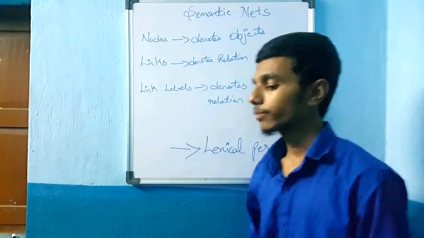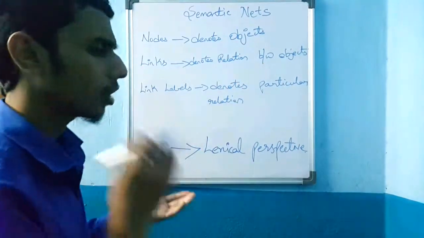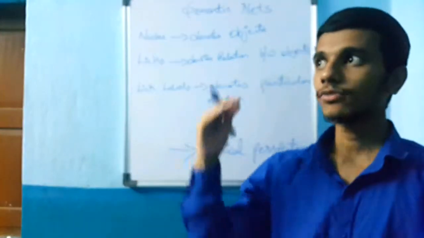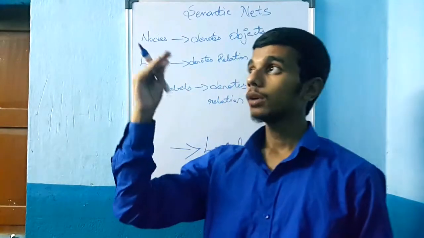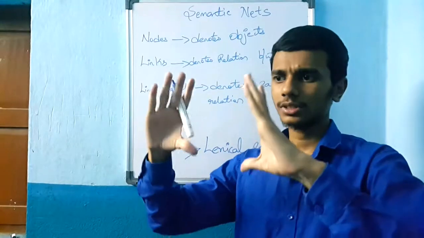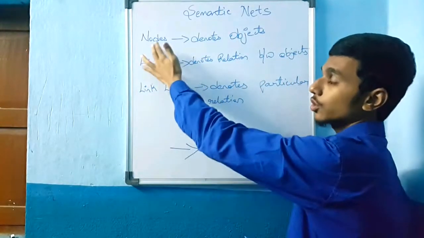What are nodes? Nodes denote the objects. For example, if I'm taking farmer, goose and grain, these are the 3 objects. Now each of these 3 is in some specific oval shaped object, so we denote that object as a node.